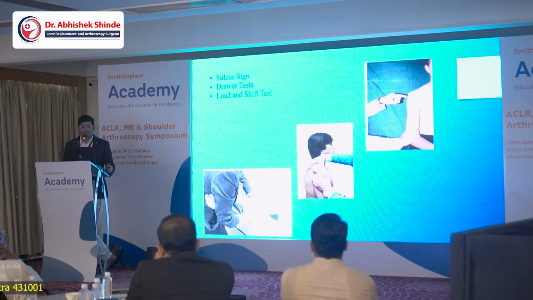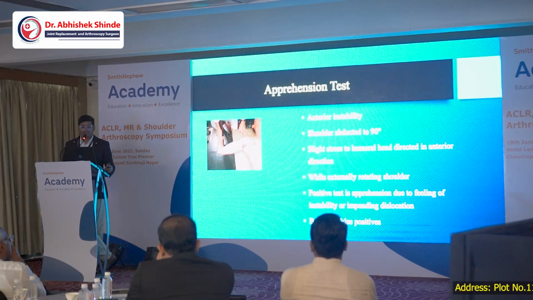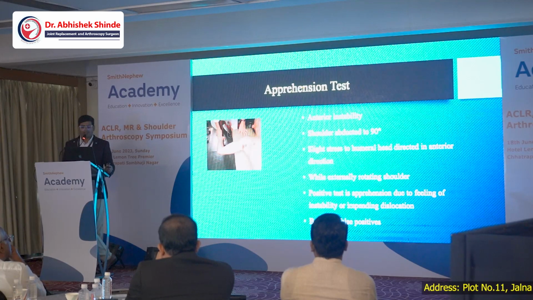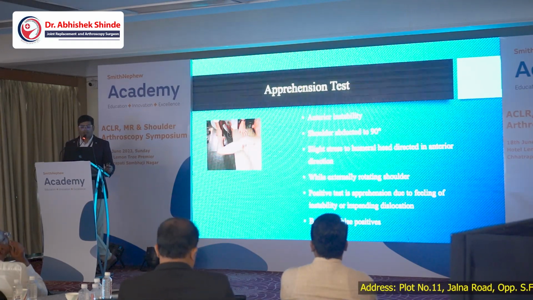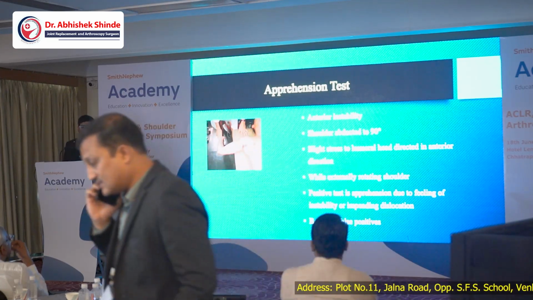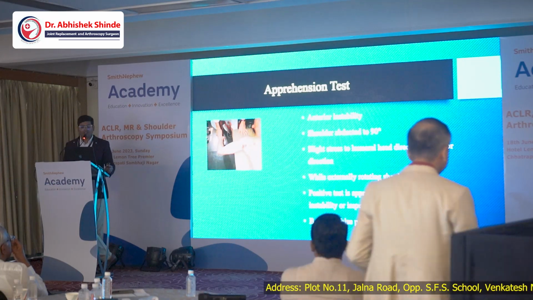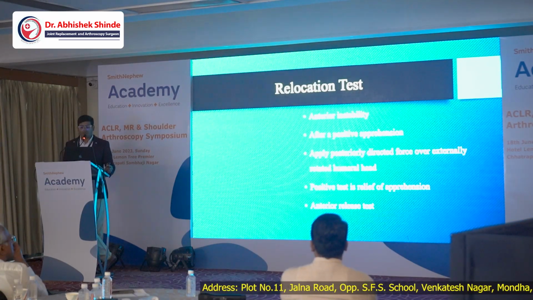Certain tests for instability are the sulcus sign, drawer test, and load and shift test. Apprehension test for anterior instability: with the shoulder abducted to 90 degrees, apply slight stress to the humeral head directed anteriorly while externally rotating the shoulder. A positive test is apprehension due to a feeling of instability or impending dislocation. Be aware of false positives.